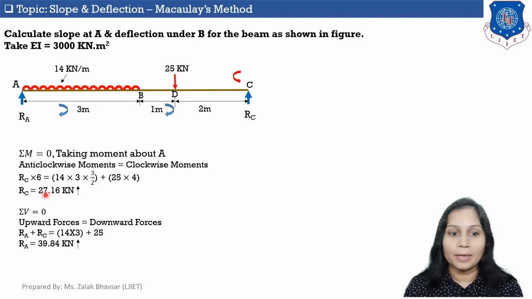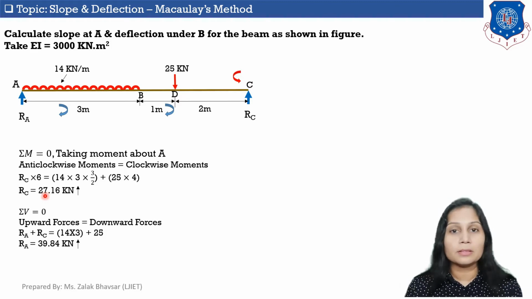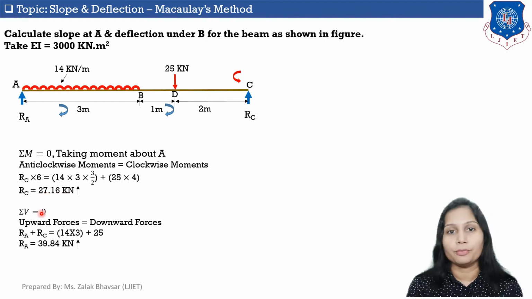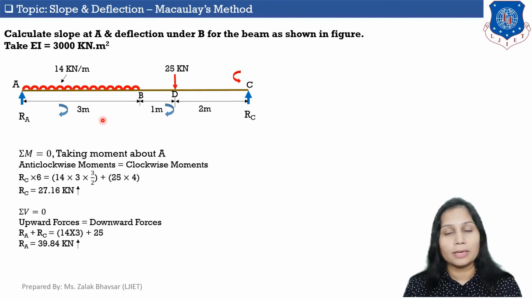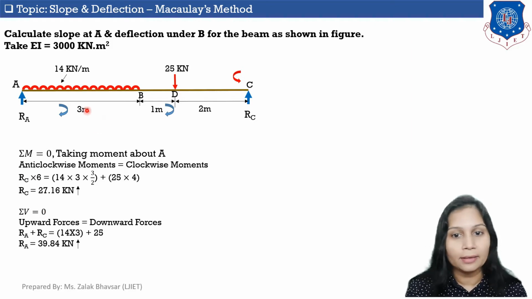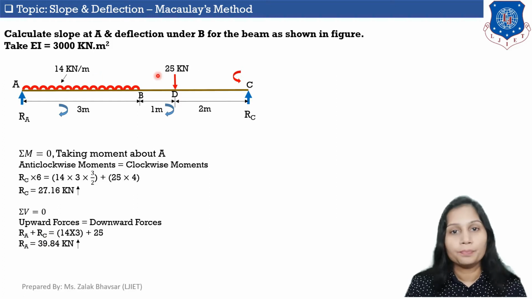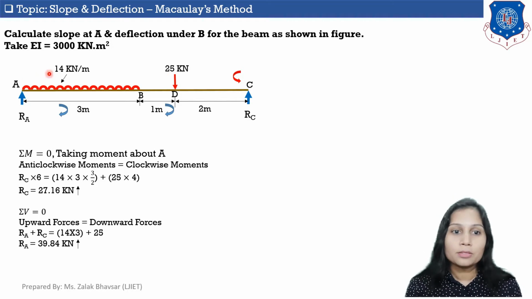Now let's apply another condition of equilibrium, sigma V is equal to 0. It means summation of vertical load is equal to 0. So we can say that upward forces are equal to downward forces. So in this given beam, two reactions RA and RC are acting in an upward direction. So I can write down RA plus RC is equal to these two loads, UDL and point load, which are acting in a downward direction. So UDL is 14 into 3 plus point load is 25.